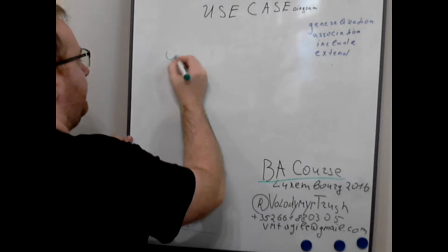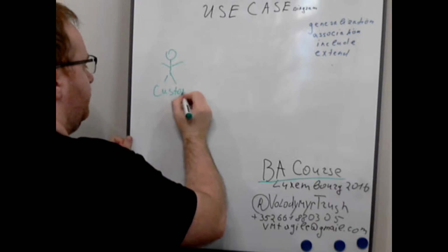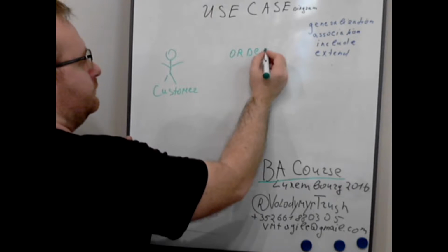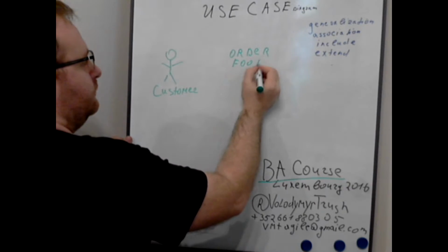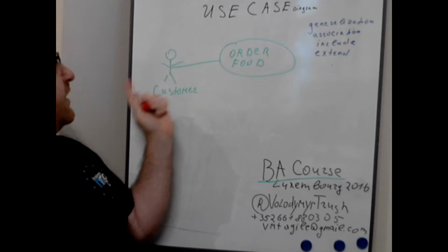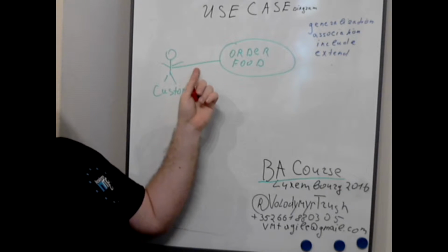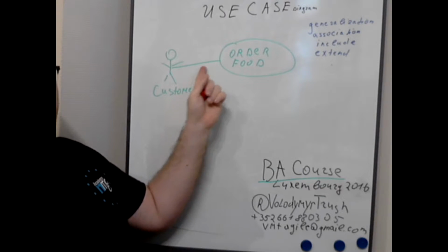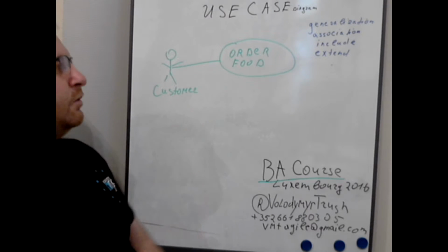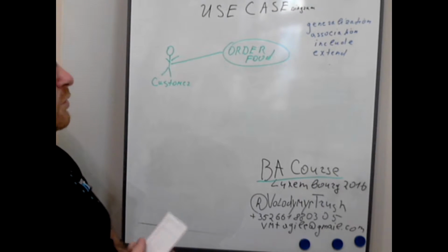So, the interaction between the actor and the use case, this is called the use case, is always association. It's always this type of line. Okay? And then, here you can see our project. I'm the customer, I want to order the food. And then, it looks good. We have the customer who wants to order the food.